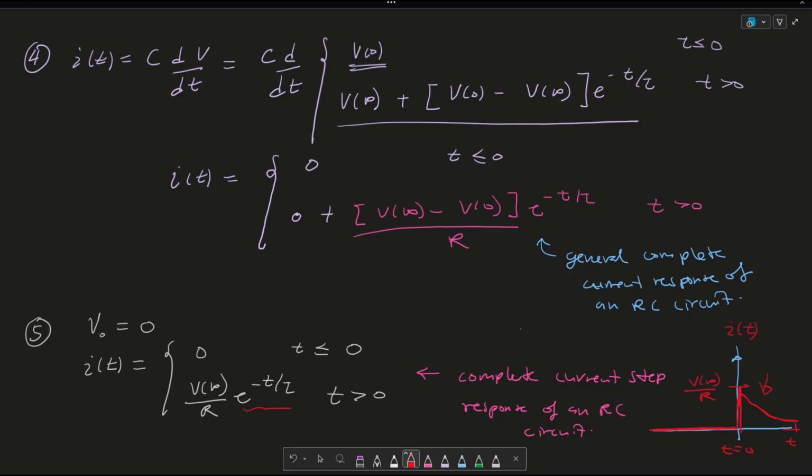Okay, in the next video, I'll be doing 2 examples along the topic of step response of an RC circuit.